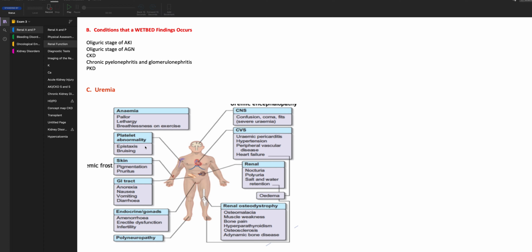Neurologically, they're going to be confused because there's going to be a buildup of ammonia in their blood, just like when we talked about the liver, okay? So what we do about that is we put them on a low protein diet, okay?